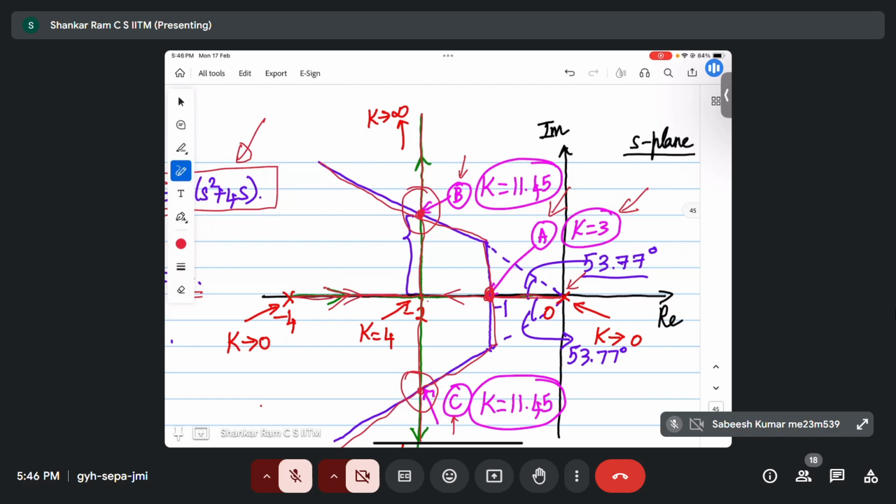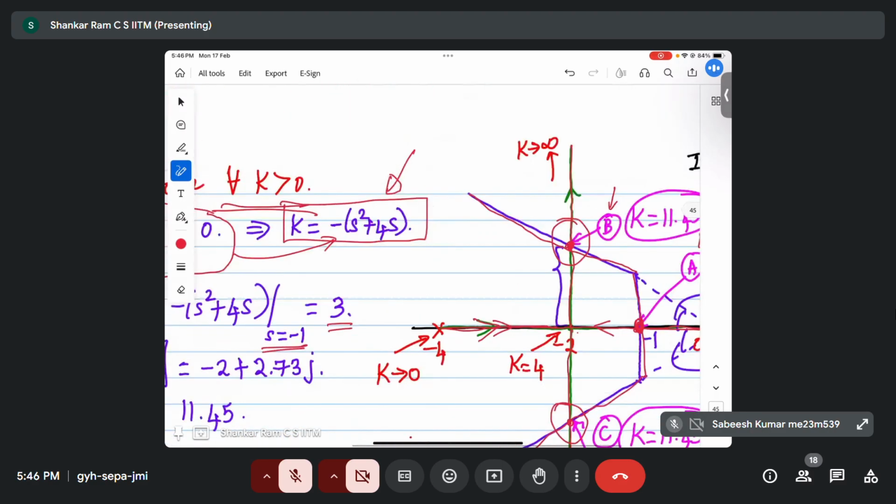That means beyond that, the peak overshoot condition is not satisfied, right? Because we want both settling time and peak overshoot to be satisfied. So at points B and C, the performance condition is not met beyond those two points, when the root locus branches go outside the trapezoid. So I need to find out the value of K at B. For that, I need to find out the value of S at B.